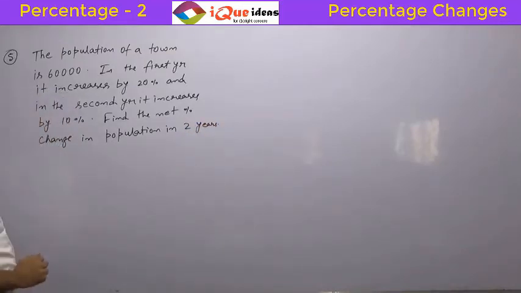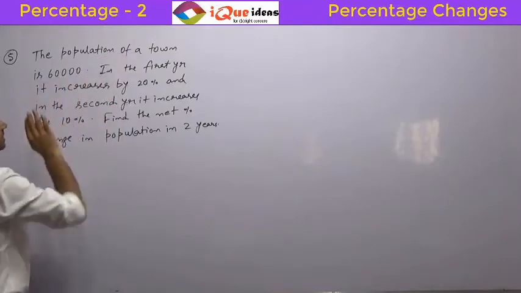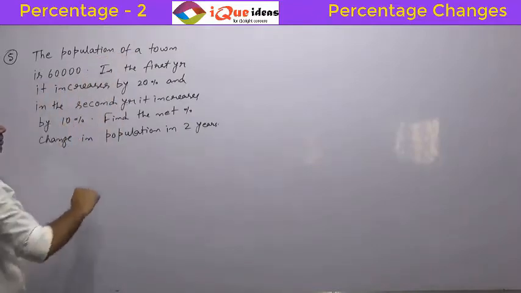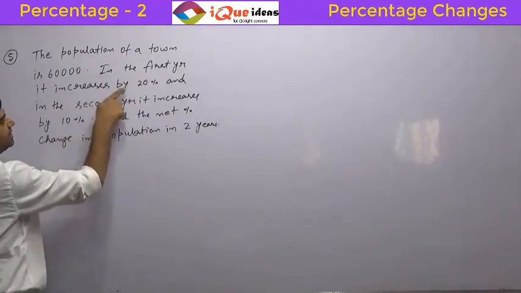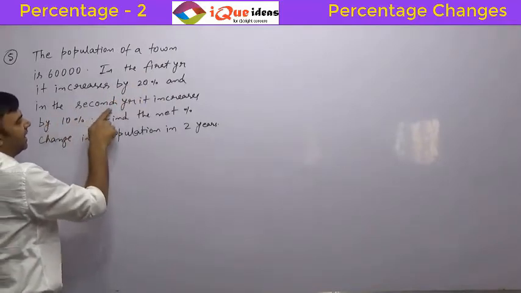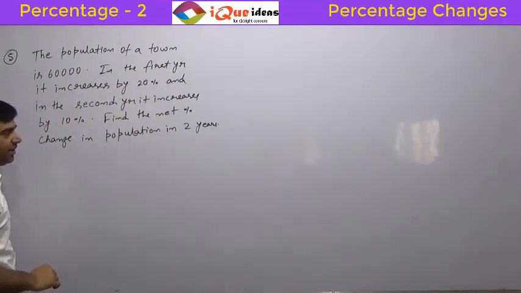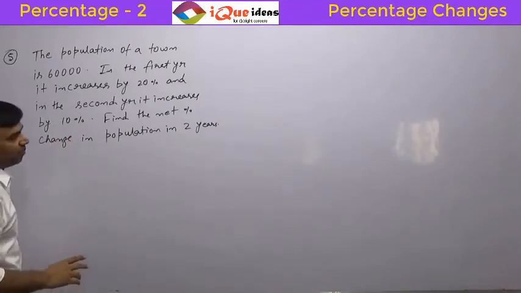Now let's take up this question. It says the population of a town is 60,000. That is given, the initial value. In the first year, it increases by 20%, and in the second year, it increases by 10%. Find the net percentage change in the population in 2 years.